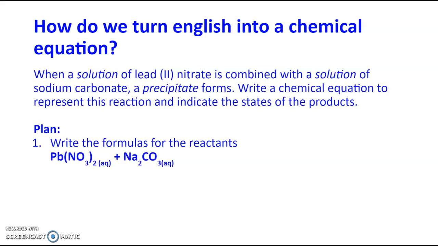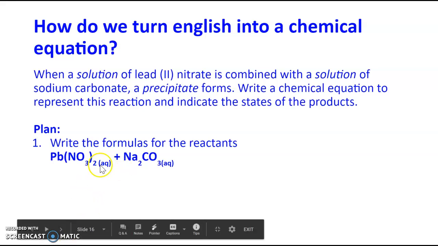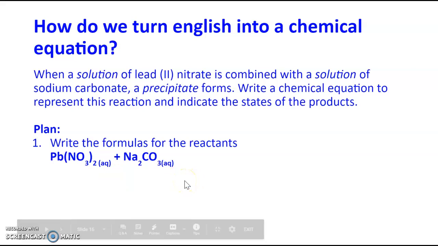So lead-2 nitrate: nitrate is 1-, so I'm going to need 2 nitrates. It's aqueous, so I'm going to put the little AQ down here. And then we have sodium carbonate. Sodium's charge is 1+, carbonate's charge is 2-, so we need 2 sodiums, and that's also aqueous. So we've used a lot of the information that the problem gave us.